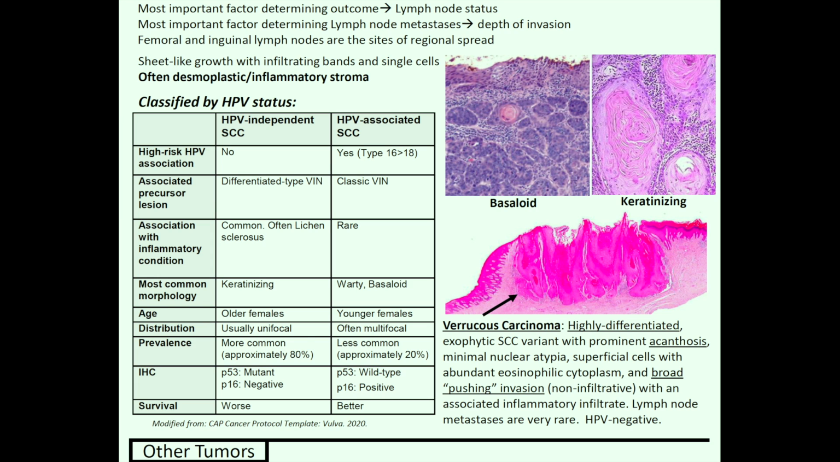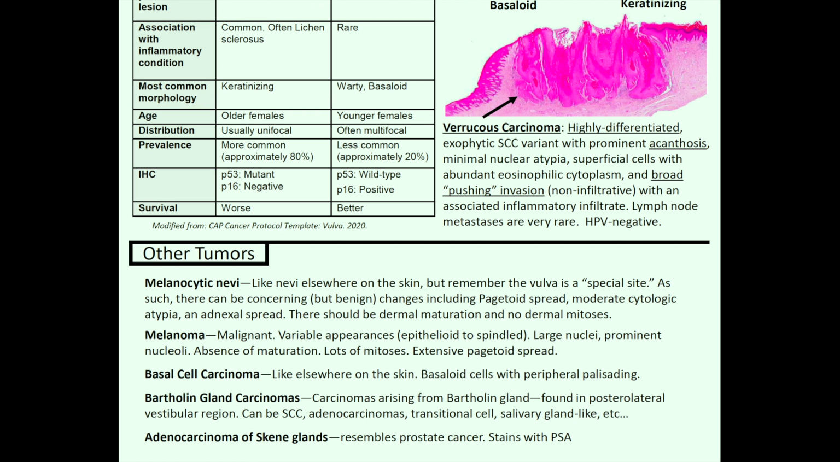So squamous cell carcinoma is classified by HPV status. You can have HPV-independent squamous cell carcinoma or HPV-associated squamous cell carcinoma. And again, another really nice table here, modified from the CAP cancer protocol template for vulva, so be sure to reference that. There are other variants of squamous cell carcinoma, such as basaloid. You can have keratinizing, and then we also have verrucous carcinoma, which is a highly differentiated exophytic squamous cell carcinoma variant with prominent acanthosis, minimal nuclear atypia, superficial cells with abundant eosinophilic cytoplasm, and broad pushing invasion with an associated inflammatory infiltrate. Lymph node metastases are very rare, and verrucous carcinoma is HPV negative.